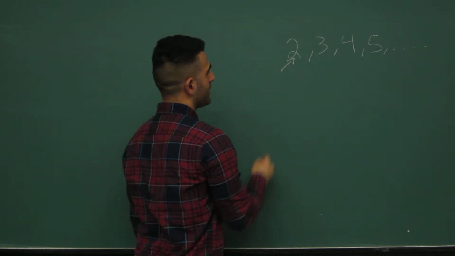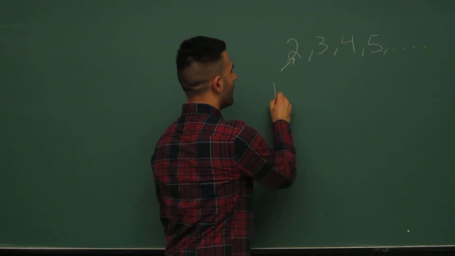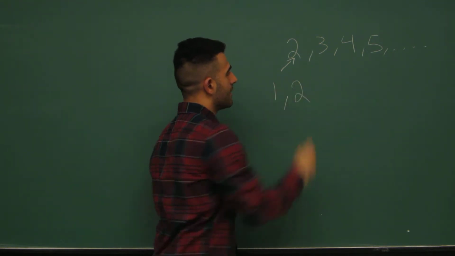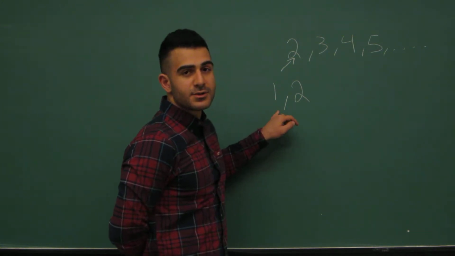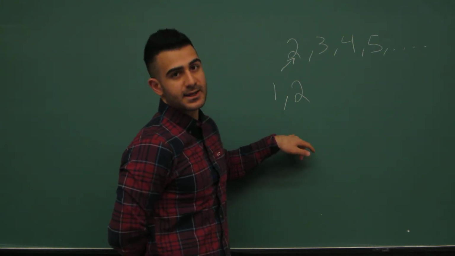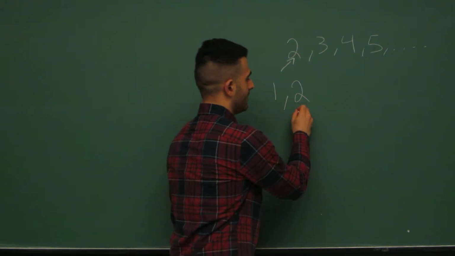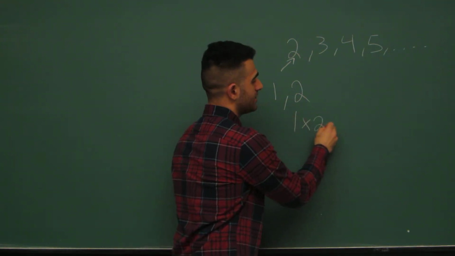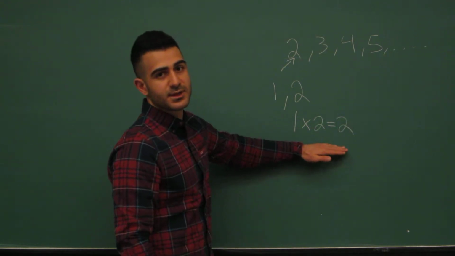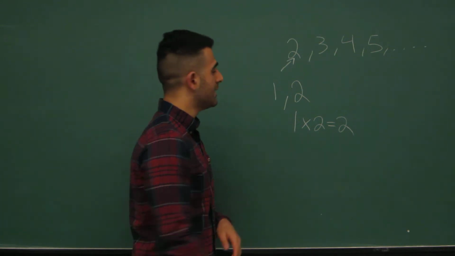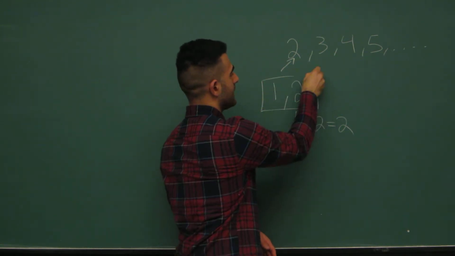2 is a prime number because the only factors of 2 are 1 and 2. The only numbers that you could possibly multiply together to get 2 are 1 and 2. So 1 times 2 equals 2. That's the only way I can represent 2 by multiplying numbers together. So it follows the factors of 2 are 1 and 2.